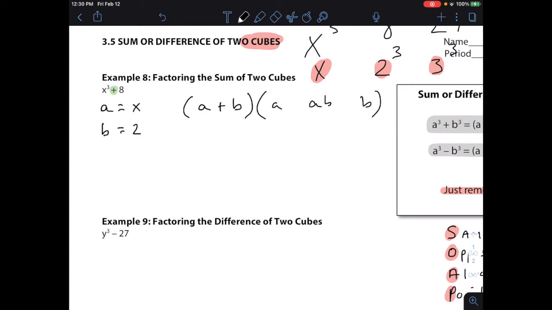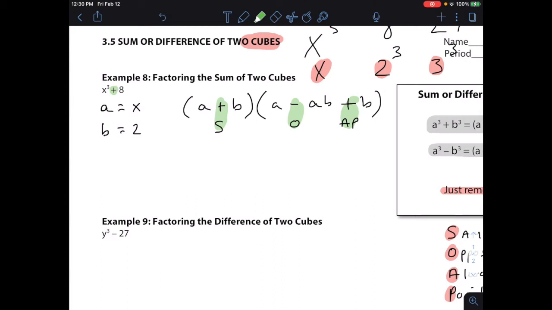The first sign in my trinomial is going to have the opposite sign. So I'm going to put a minus sign here. And then the final sign in my trinomial is always positive. So this one's always positive. So that's how we can remember: same, opposite, always positive. And that's how we remember the signs that we need to put in there.